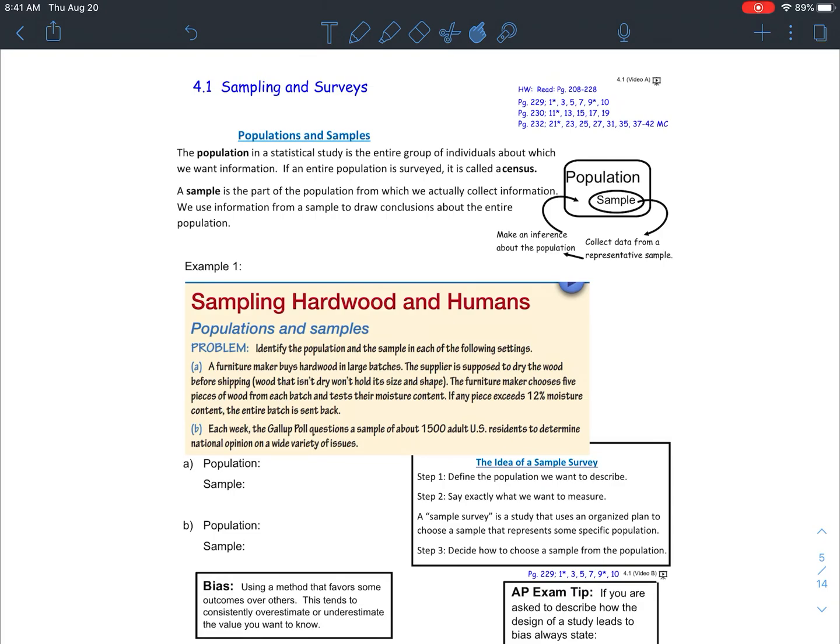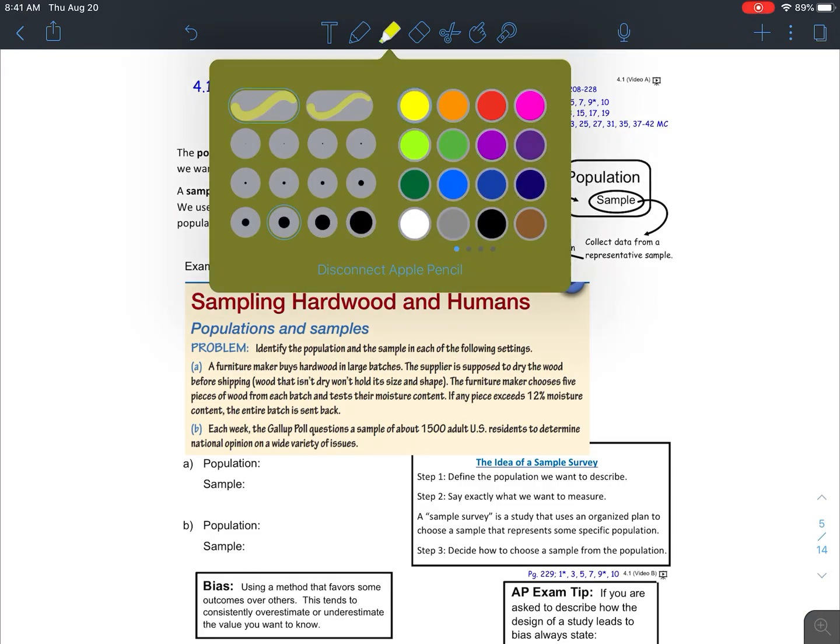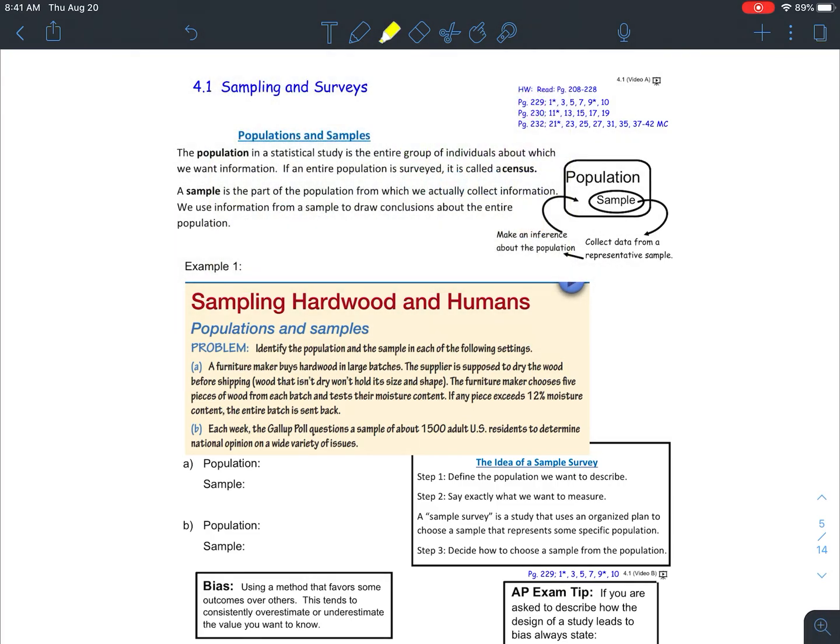We're not going to cover very much of this because the activity in class would have taken up several minutes of our time here. Okay, so there are a few terms here that I do want you to be familiar with. The first one is a population. Okay, this says the population in a statistical study is referencing the entire group of individuals about which we're wanting to gather information.